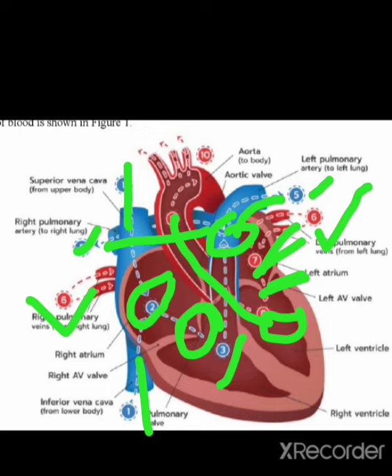The opening of aorta is guarded by aortic valve. Then from aorta, oxygenated blood circulates to the whole body through these arteries. So point number 10 showing from aorta blood will go to the whole body.